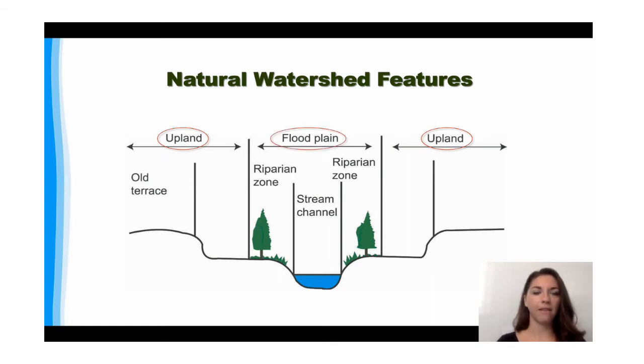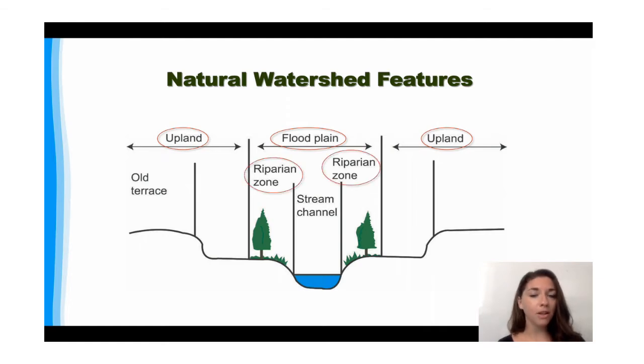We also have a floodplain. When you look at the stream channel there in the middle, the floodplain is basically where that water is going to rise up and overflow when there's a large storm event. And having that floodplain there helps dissipate that energy and helps that water slowly filter back into the soil and into the groundwater.